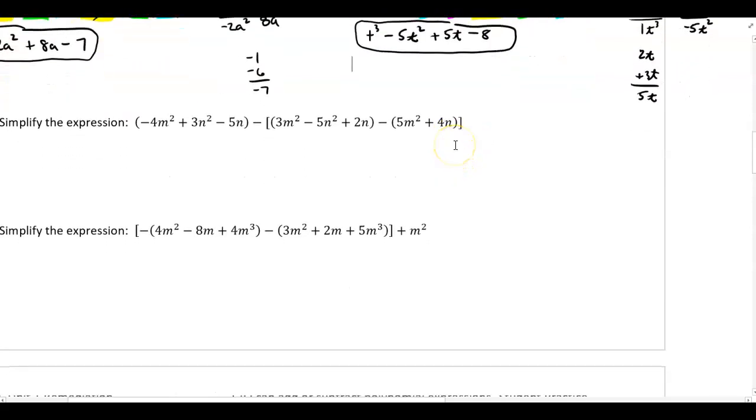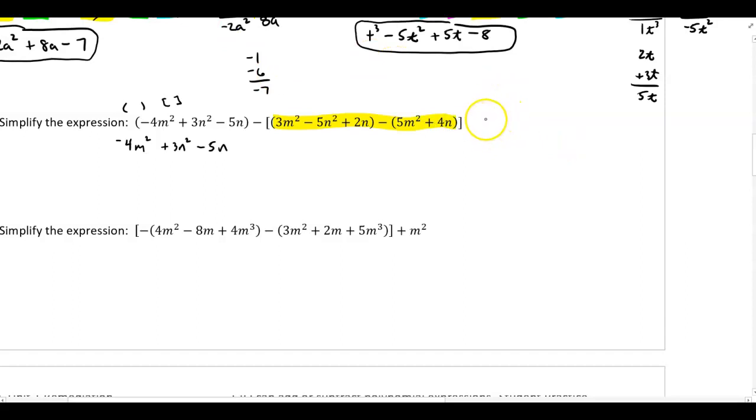So the next examples are pretty much what I would consider honors level problems. Remember, round parentheses, close round parentheses, square brackets, close square brackets. So right away here, I have nothing to distribute here. So I'm going to bring this down. Negative 4m squared plus 3n squared minus 5n. But before I can distribute this minus sign, I have to simplify what's in here. So I'm going to simplify this part over on the side.